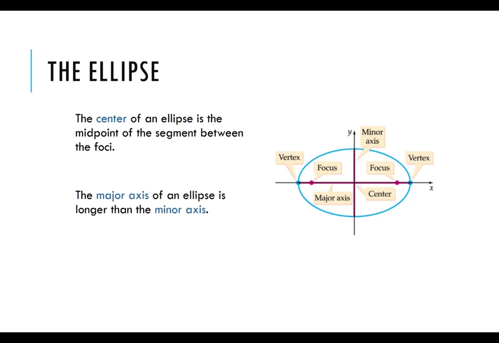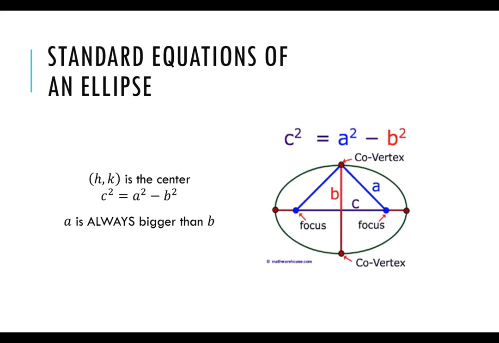The major axis of an ellipse is always going to be longer. And so really all you have to do is look at the graph: the wider or taller part, whichever one's bigger. If it's wider, then the major axis is horizontal. If it's taller, then the major axis is vertical. One thing to remember, and that's going to be how we find a relationship between A, B, and C in these formulas we're about to deal with.